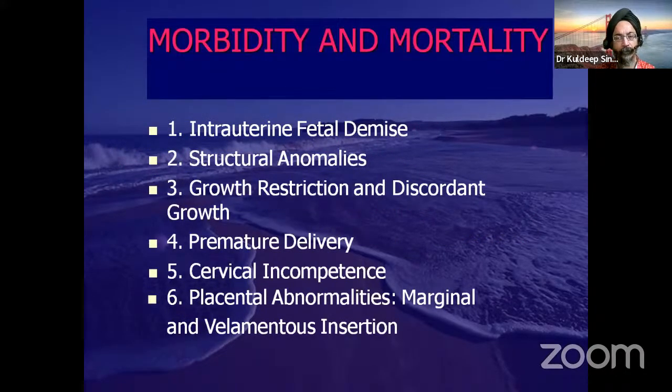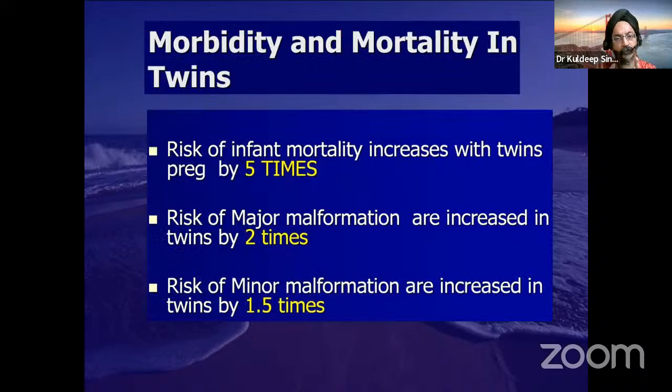These are the various complications: IUFD, structural anomalies, growth restriction, discordant growth, premature delivery, cervical incompetence, placental abnormalities, marginal and filamentous insertion. Risk of infant mortality, 5 times. Major malformation, 2 times. Minor malformation, 1.5 times. So twins means you need to be cautious. You need to be more aggressive. You need to be calling them quite often so that you don't miss out on that.